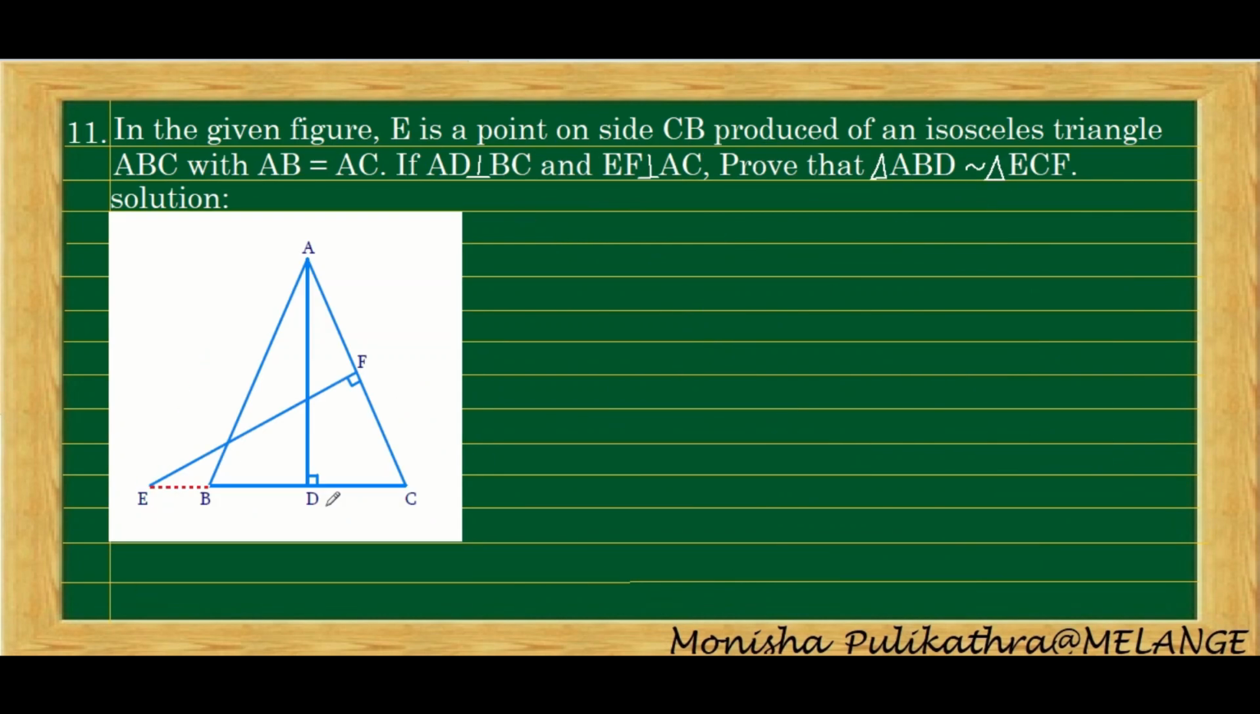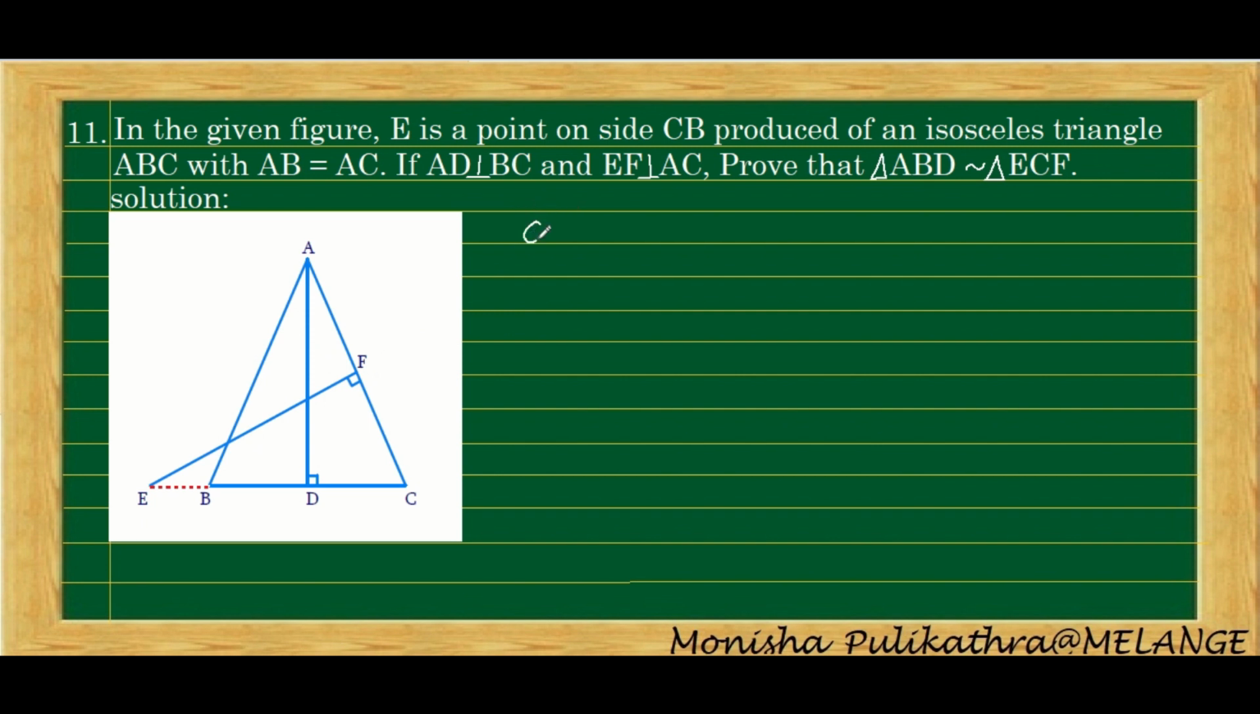Moving on to the 11th question. In the given figure, E is a point on the CB produced of an isosceles triangle. Isosceles triangle means two angles will be equal. Here they have given AB is equal to AC, and if AD is perpendicular to BC and EF is perpendicular to AC, prove that triangle ABD is similar to triangle ECF. We need to prove that this half triangle ABD is similar to this triangle ECF. This is the thing we need to prove.